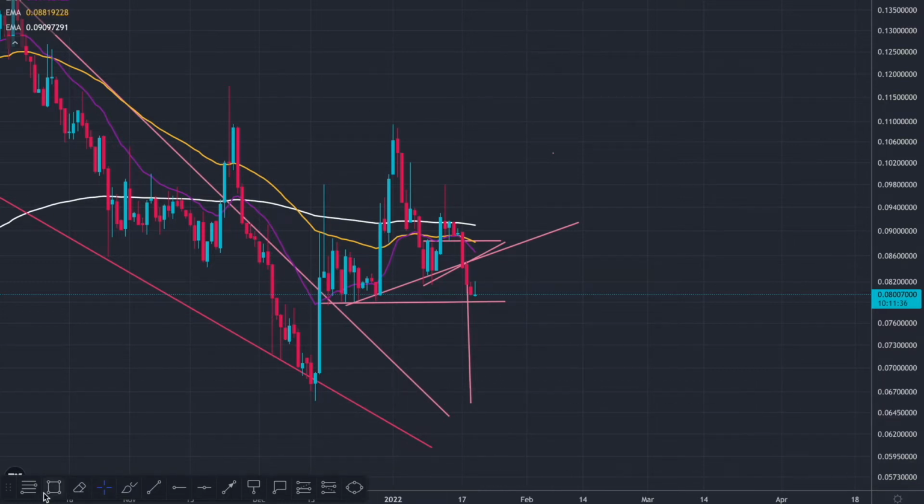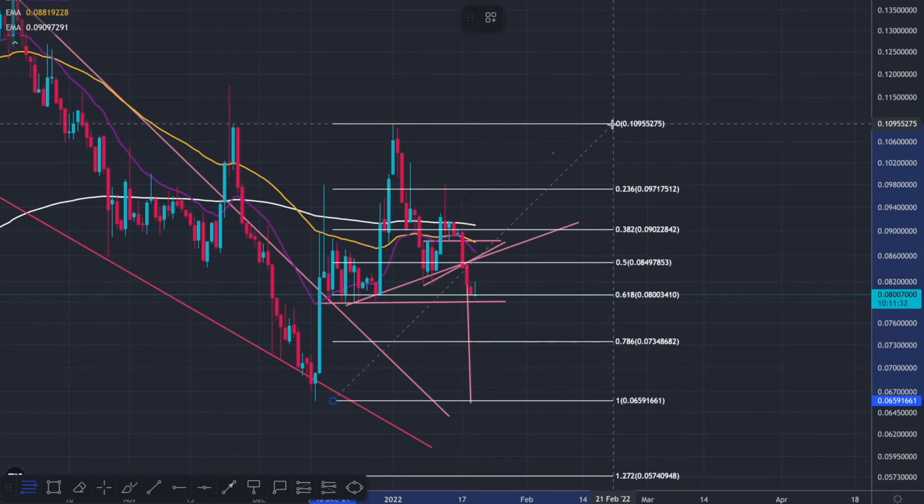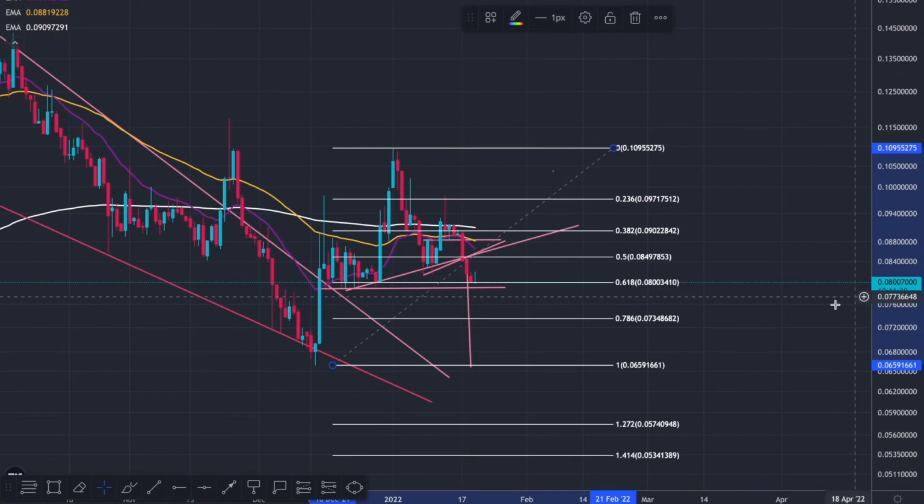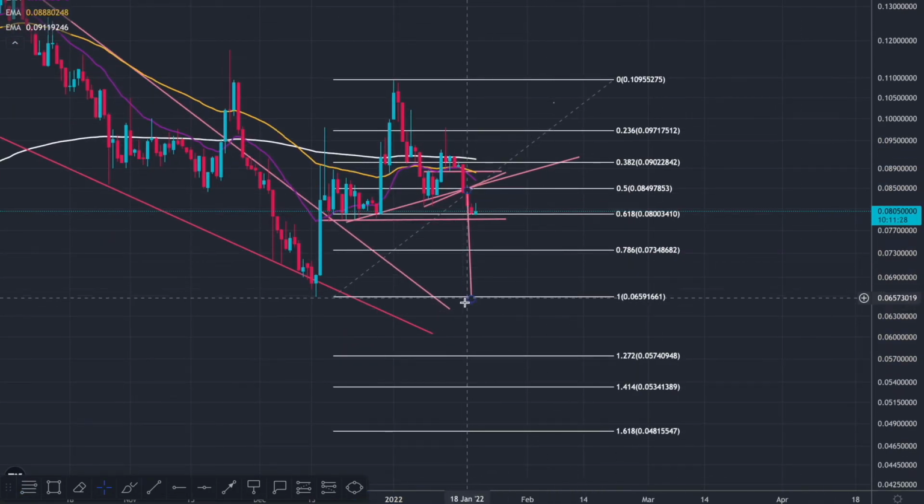Obviously, let's add some fibs now, because that's when we're really going to know where we're heading to. So I'm going to go from swing low to swing high here. And look at that. Our technical target lines up perfectly with the 1 fib level. And we know the 1 fib level is so key, especially when you're heading down or up. You have to hold this level to switch the trend, okay?